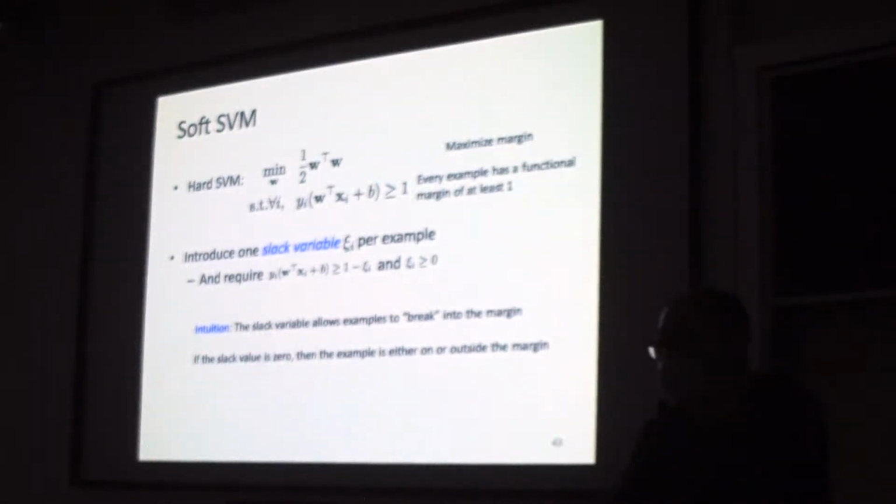Yes, exactly right. So you can see that if ξi is 0, meaning that this function margin is at least 1, it's the same constraint as in the hard SVM. Meaning that your example must stay on or outside the margin. It cannot break into the margin. So it indicates that this example is counted when we search for a linear classifier with maximum margin.